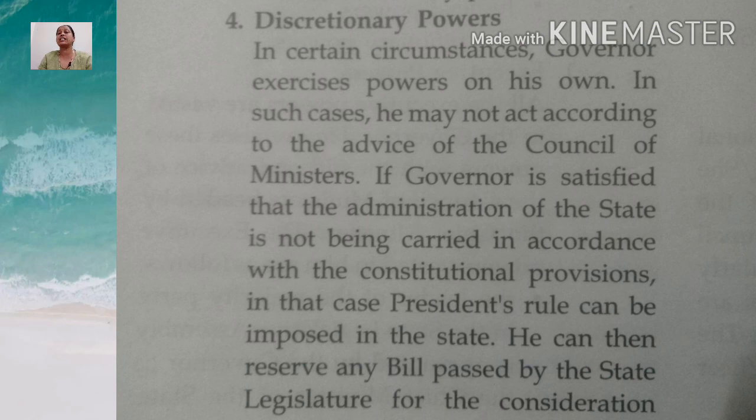When no party has an absolute majority in the Vidhan Sabha, then the governor has the discretion to appoint as chief minister the leader of the party whom he thinks can prove his majority in the assembly.